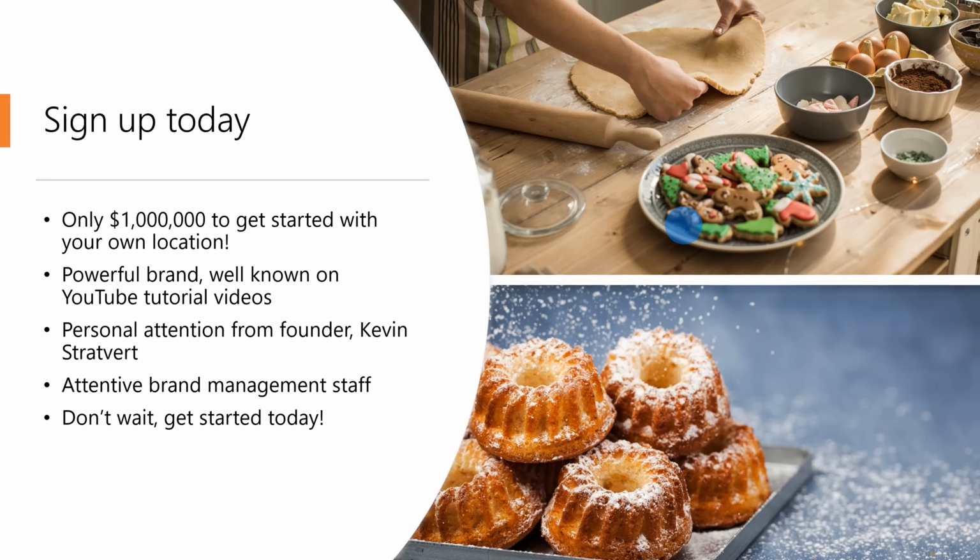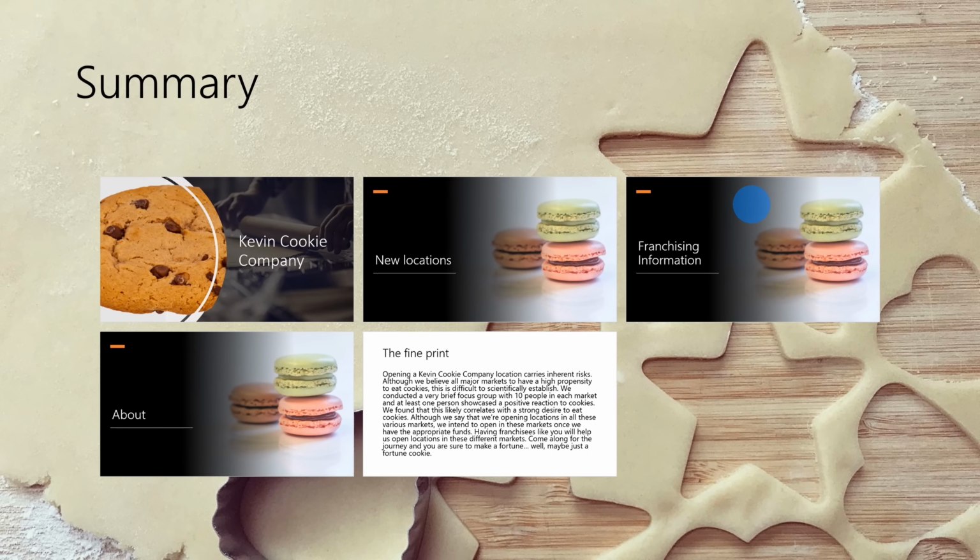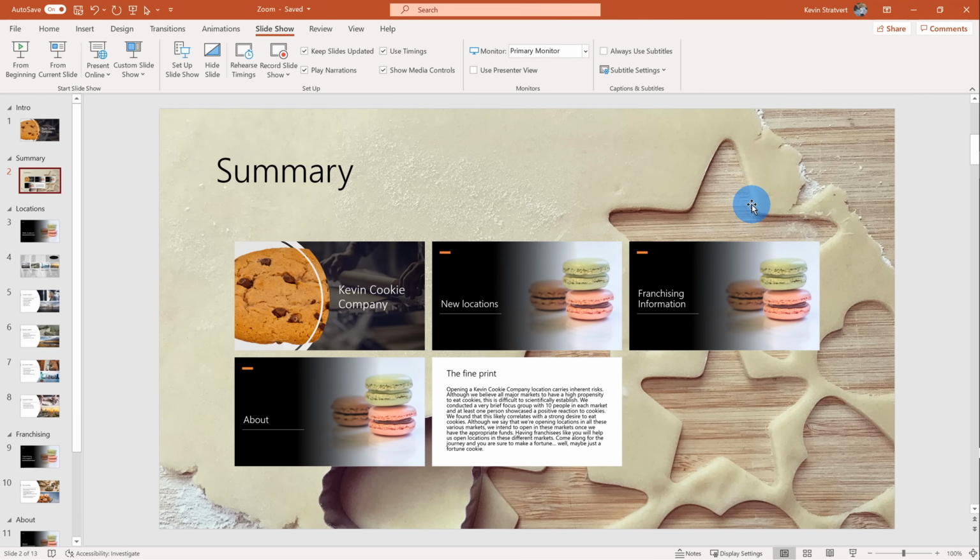When I click again, it'll jump me to the next slide within that section, and this is now the last slide in the franchise section. So when I advance to the next slide, it'll bring me back to the summary view. Let's go ahead and exit presentation mode.